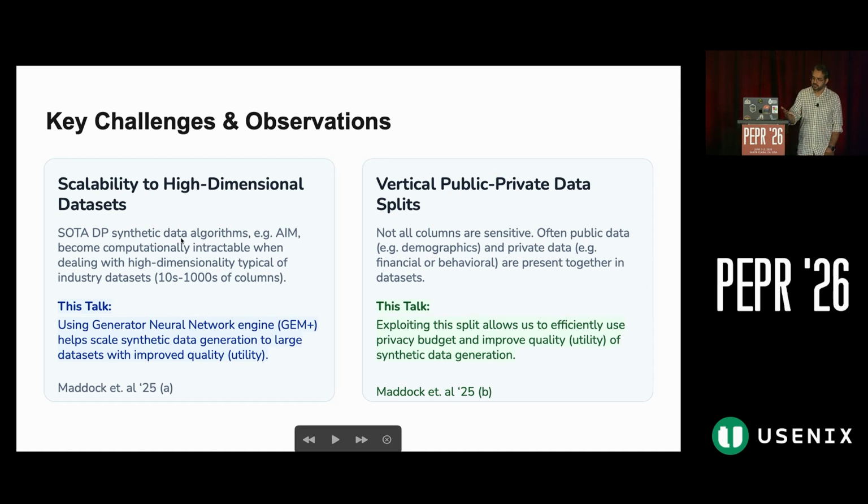And in this case, you still want to have this relation between public and private data in the data table, right? What we tried is to figure out how we can explore this sort of a vertical split. It's vertical because some of your columns are public, some of your columns are private. How do you exploit this split to efficiently use differential privacy and improve on the quality of synthetic data generation, right? This is the second part of the talk, and that's what I'll talk about next.